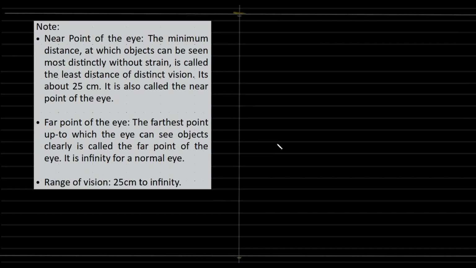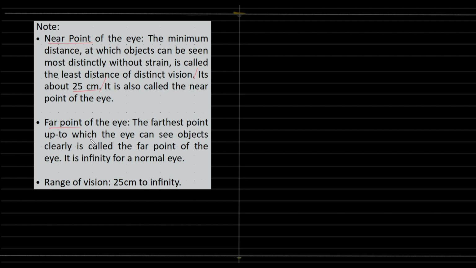Now there are a few more points that we need to keep in mind. Something called the near point of an eye and far point of an eye, and the range of vision. All this is part of your understanding and your exams as well. So near point is the minimum distance at which the object can be seen most distinctly, most clearly, without strain, without feeling a pain in our eye, called the least distance of distinct vision. It's about 25 centimeter, and this is called the near point of the eye.